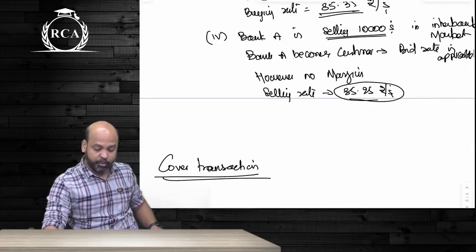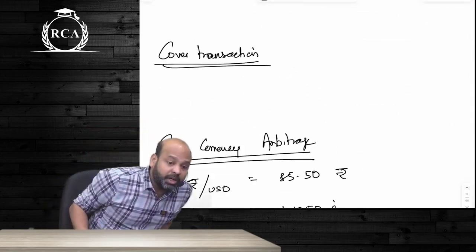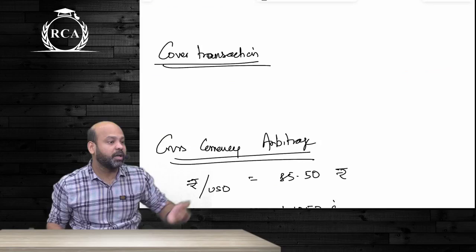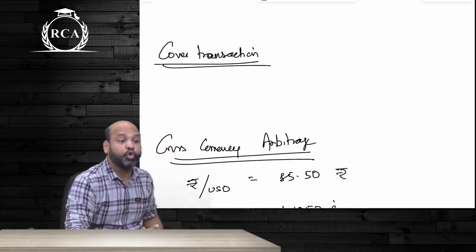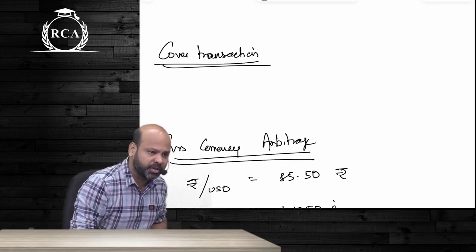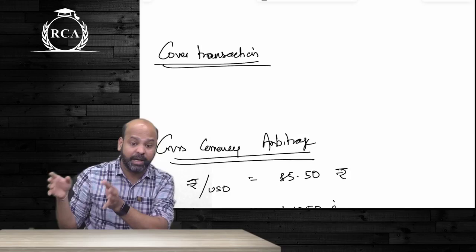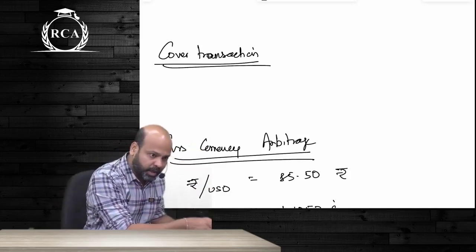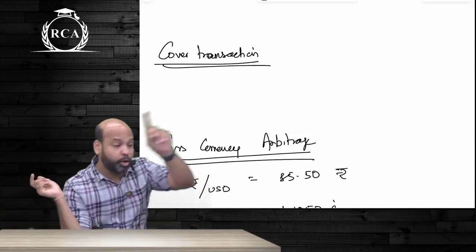After this, beta, we moved on to the concept of cover transaction. Cover transaction, guys, is whenever a banker is entering into a transaction with the customer, the banker will want to immediately hedge his position. If the banker is entering into a spot transaction with the customer, banker will do the opposite in the spot market. If the banker is entering into a forward transaction with the customer, banker will do the opposite in the forward market.